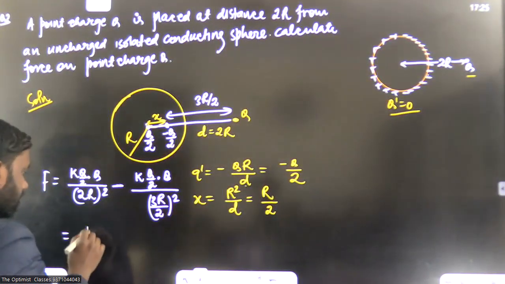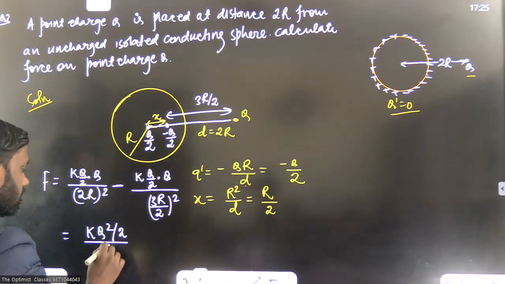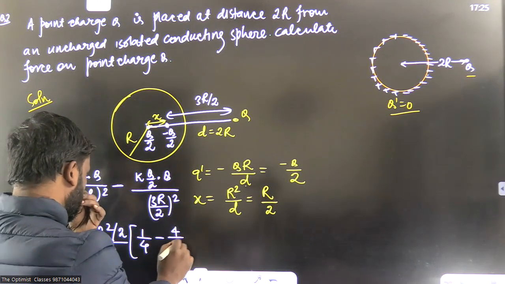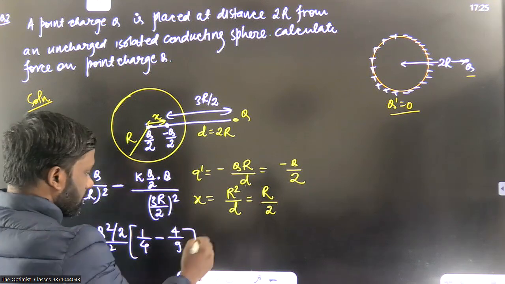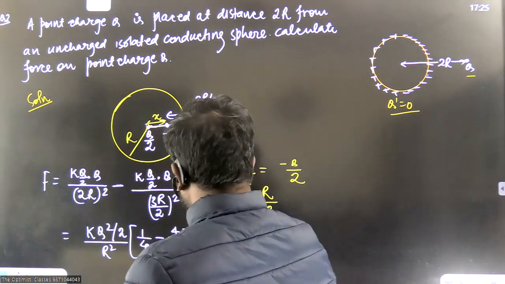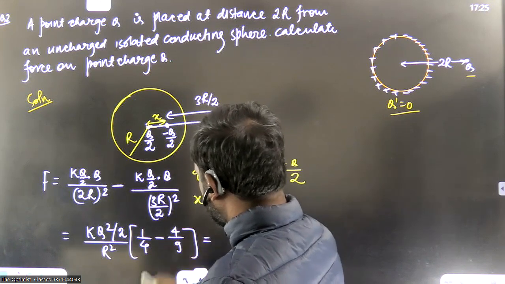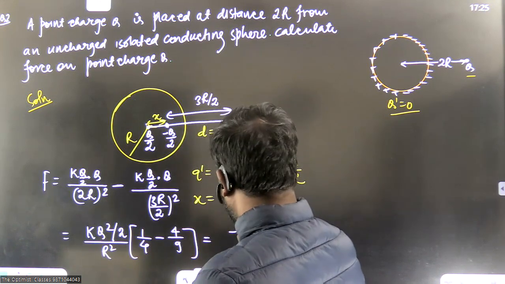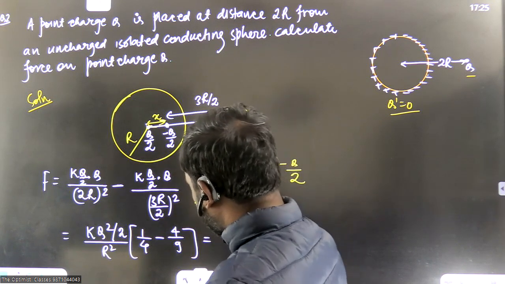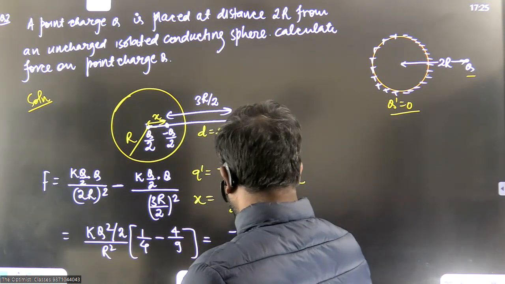Let's take the common terms outside. So k q square by 2 and divided by r square are common terms. Here we get 1 by 4 minus, here we get 4 by 9. So that's what we have. Therefore the answer will be minus 16 minus 9, so minus 7 k q square divided by 72 r square. That is the force.